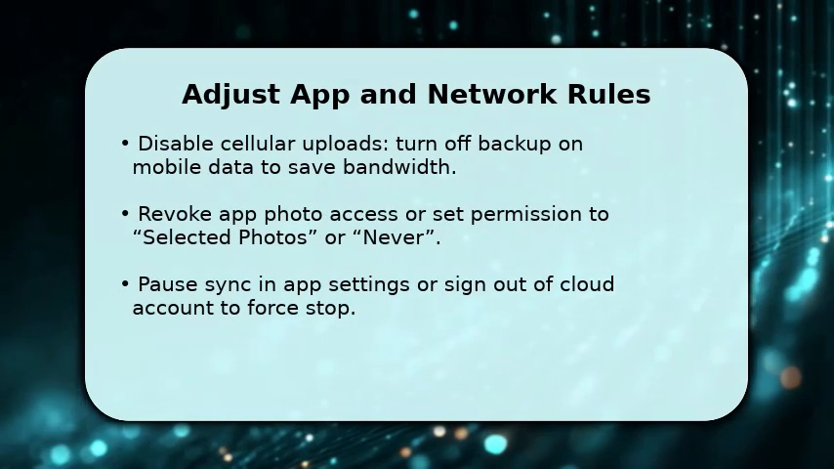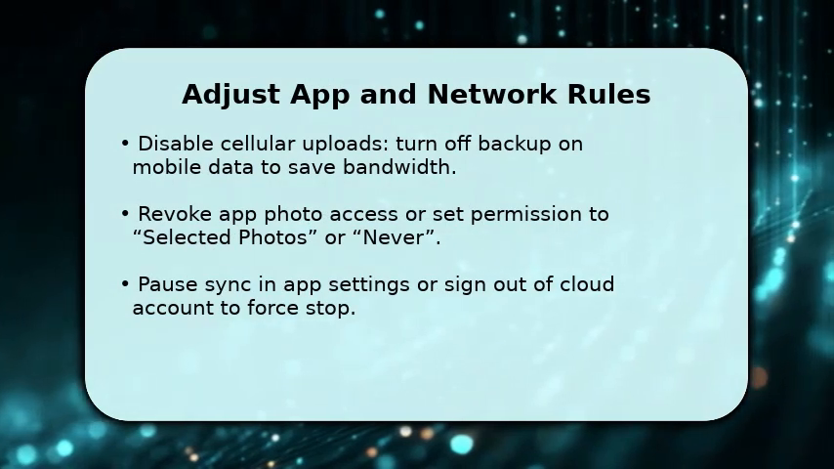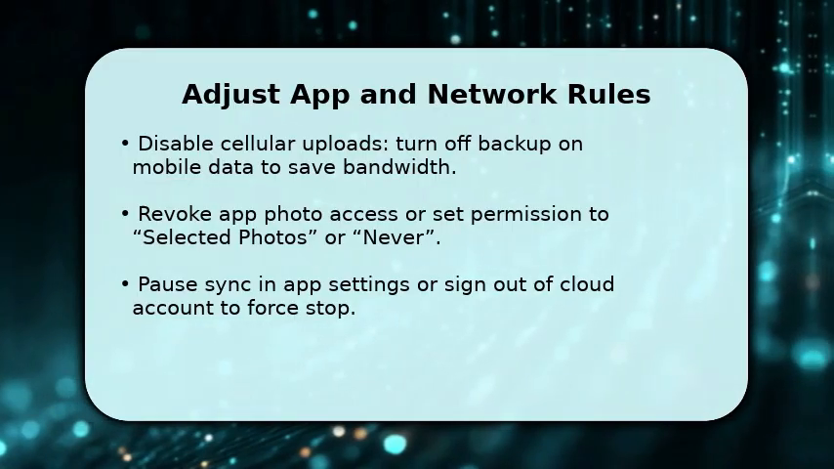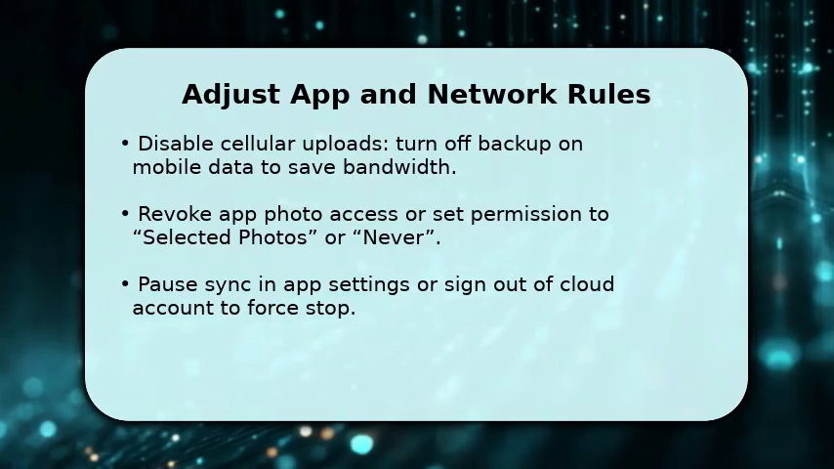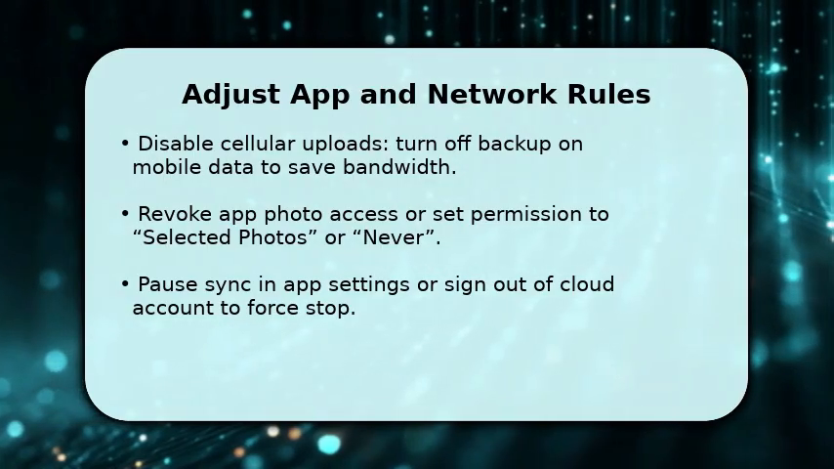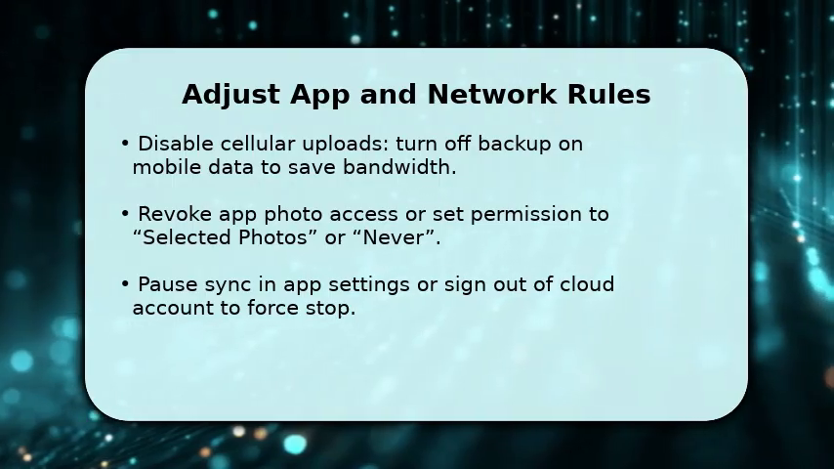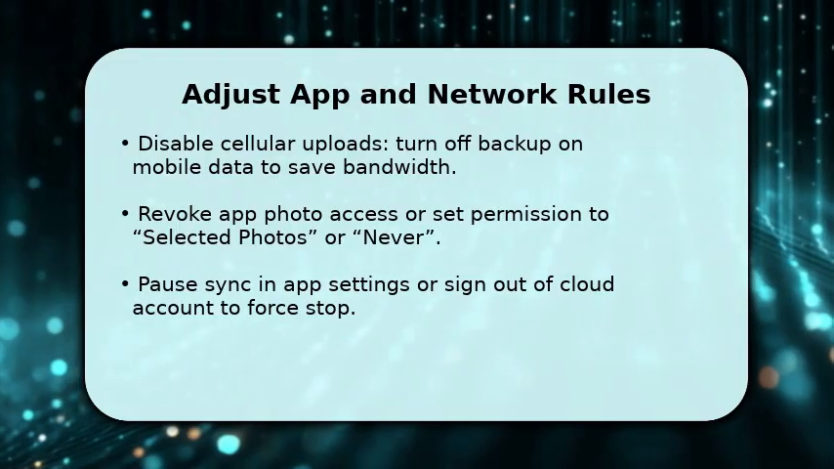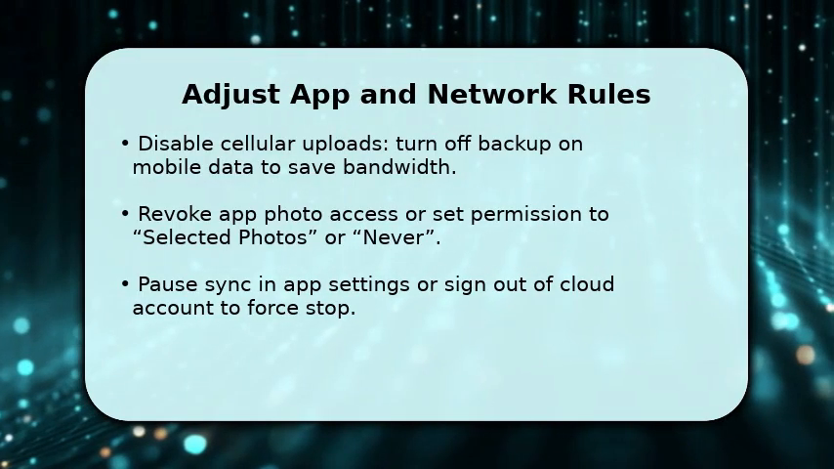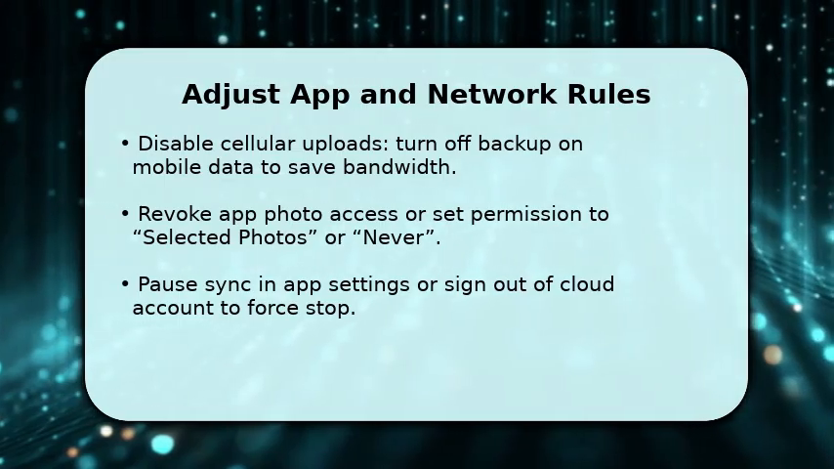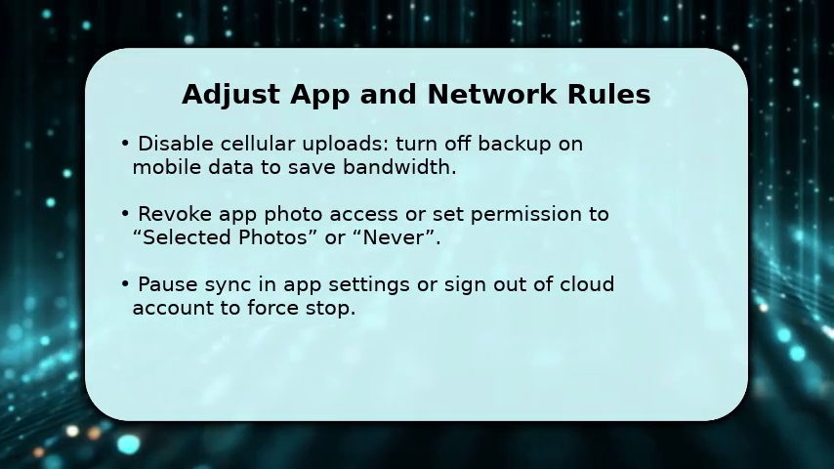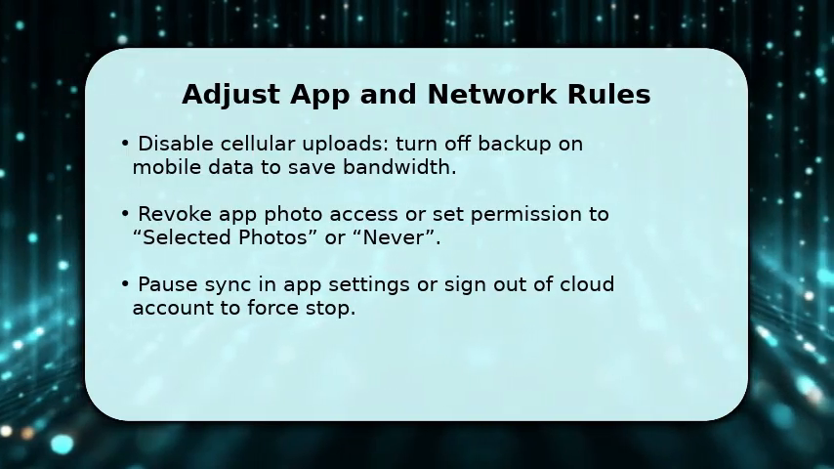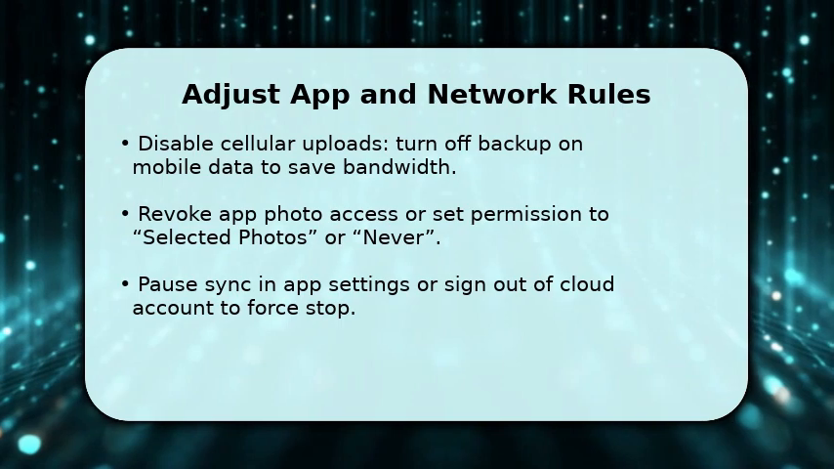Next, dig into the app level and network rules so backups don't resume unexpectedly. If you want selective control, disable uploads over cellular and allow Wi-Fi only. That prevents background transfers on 4G/5G. You can also change app permissions so it no longer has full photo access, or use the app's pause sync or sign out option to halt activity immediately. Make sure to check linked devices. Once one device is stopped, others may still upload until you repeat these steps.